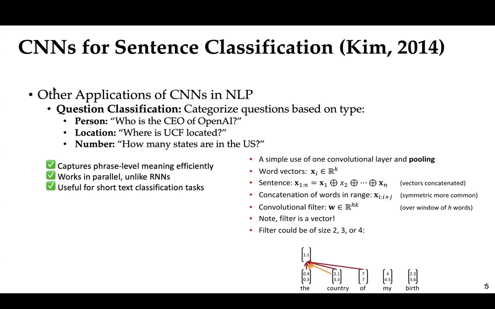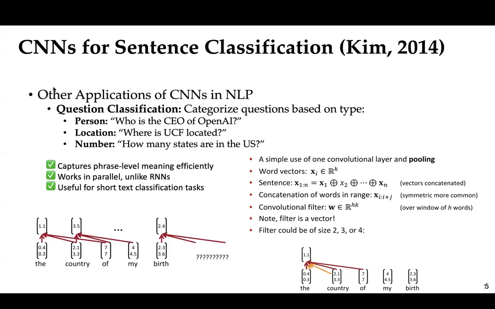You start with your initial sentence, "the country of my birth", and then you use window classification. This is the window, and you apply the filter on that window to get the first feature, then you slide to get the next feature, and then slide to get the last feature. This is going to be your feature representation. The filter could be of any size: 2, 3, 4. And this feature representation is going to be used for your classification. Make sense?